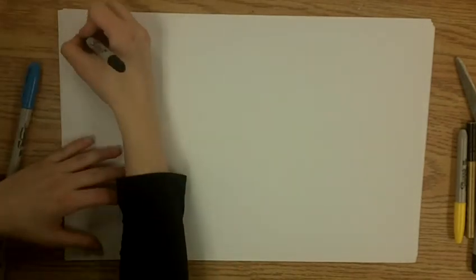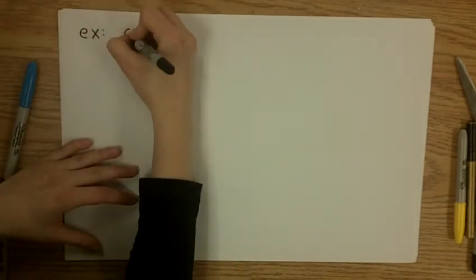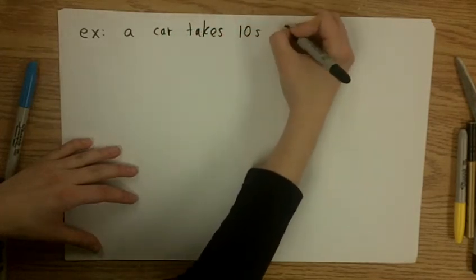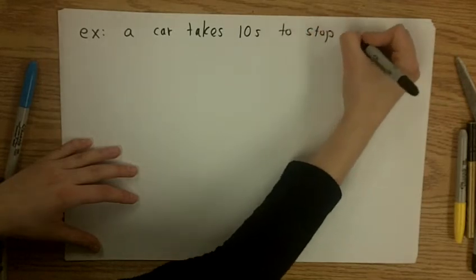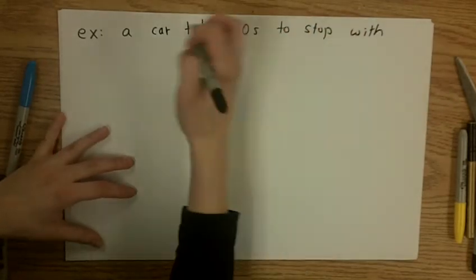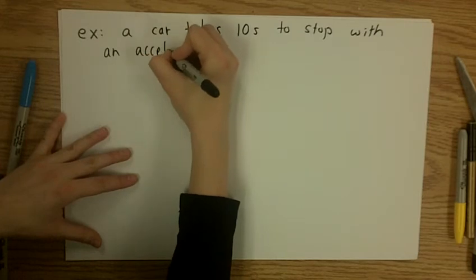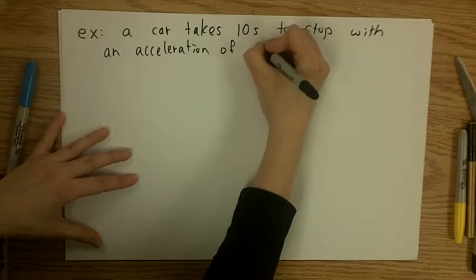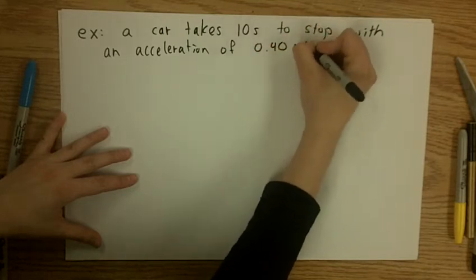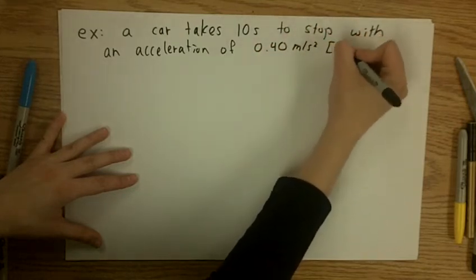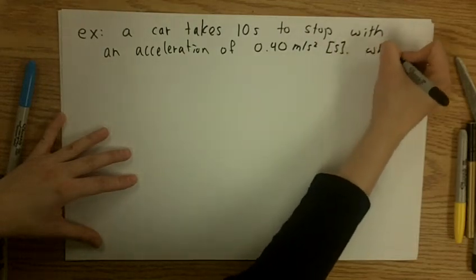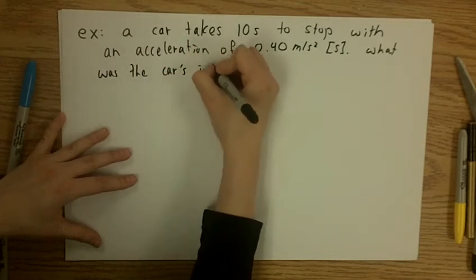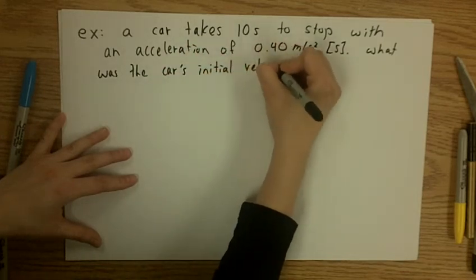In the next example, we're going to look for the car's initial velocity. A car takes 10 seconds to stop with an acceleration of 0.40 meters per second squared south. What was the car's initial velocity?